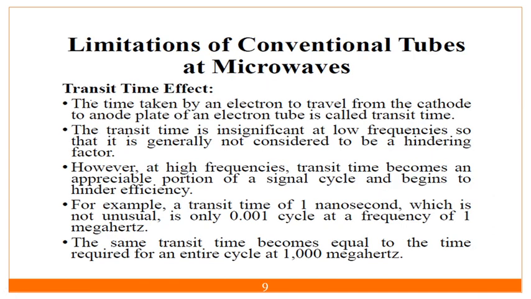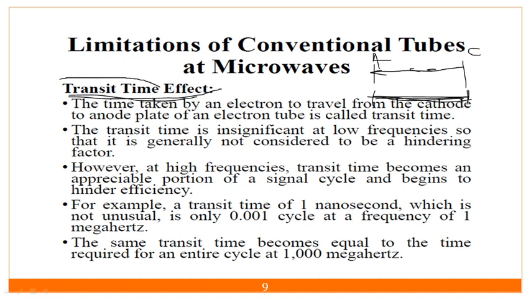Now the transit time effect. What exactly is meant by transit time effect is this: suppose this is my anode and this is my cathode. The cathode generates electrons, and they get attracted by the anode. The space in between these two is the transit space, or repeller space. The time required by the electron to travel from the cathode to the anode is my transit time, and the effect due to this is my transit time effect.